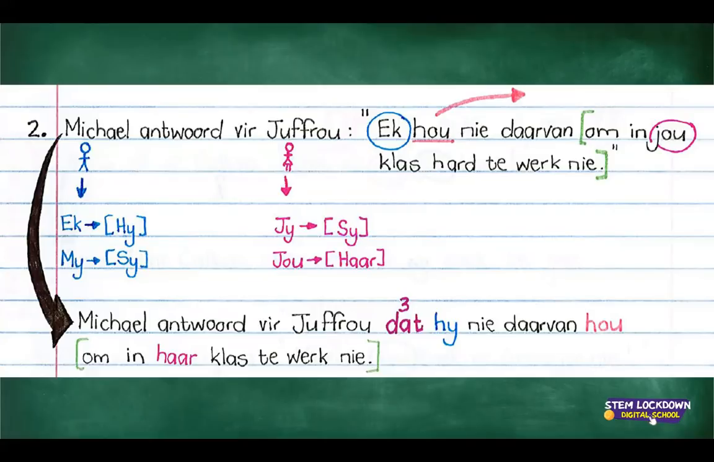And like I said in the previous lesson, the biggest mistake that we come across with direct and indirect speech is the fact that you either forget to move the verb or you forget to change the pronoun. So the whole process of doing it step by step will help.